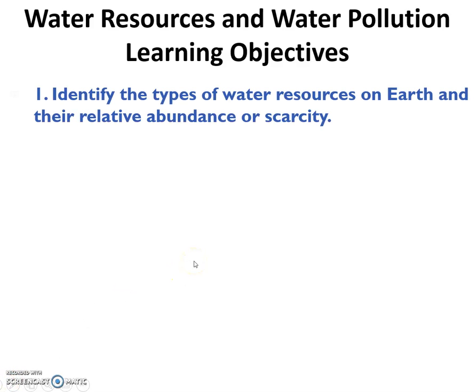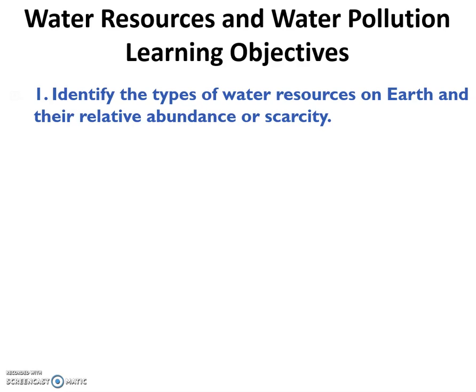First, students will be able to identify the types of water resources on Earth and discuss their relative abundance or scarcity. So water resources on Earth are things like lakes and streams and oceans, which you're probably pretty familiar with, and another source of water that's particularly important to us called an aquifer, which is how we on Cape Cod get our water for drinking, etc.